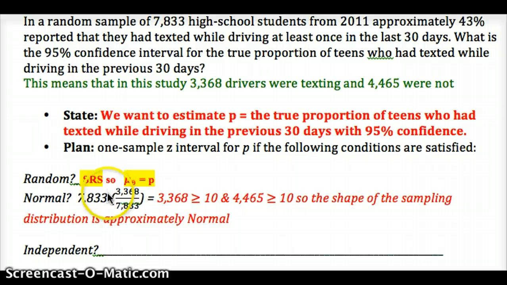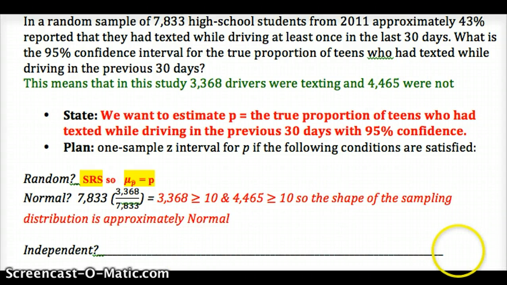So here's that little trick. We can just look at the numerator now that we're using p hat to check this condition, since we don't know what the true parameter p is. So we can just look at the numerator and use this value. 3,368 is greater than or equal to 10, and 4,465 is greater than or equal to 10. So the shape of our sampling distribution is approximately normal. We can just look at the number that satisfy whatever proportion we're interested in, and the number that aren't. And if both of those two numbers are bigger than 10, then we're good to go.